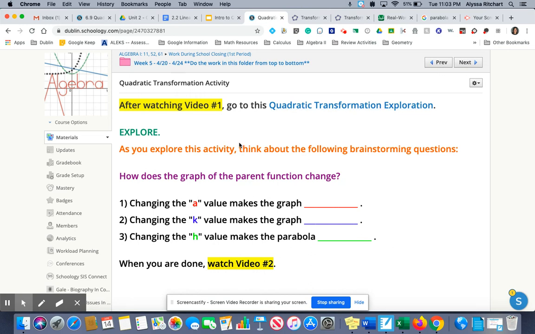When you're finished, you will think about these questions, and you can even write your answers on a separate sheet of paper. What does changing the a value do to the graph? What does changing the k value do? What does changing the h value do to the parabola? You're answering, how does the graph of the parent function change? When you're all finished thinking about these questions, you're going to watch video number 2.